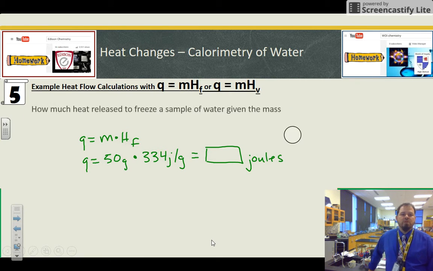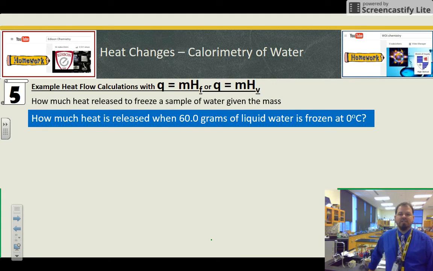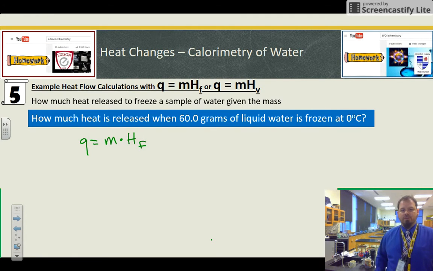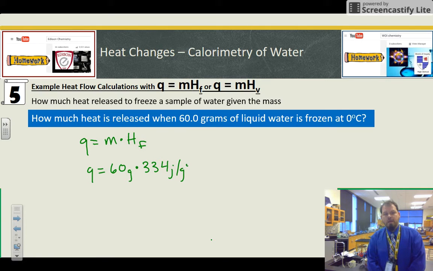Now it's how much heat is used to freeze a sample. So I've got a 60-gram sample and I'm freezing. Freezing starts with F, so again, H sub F. That's how it helps. So I'm just going to plug in my grams. Q equals 60 grams times 334. And Mr. Monaco will throw those units in for us, and you will plug and chug this out of your calculator.